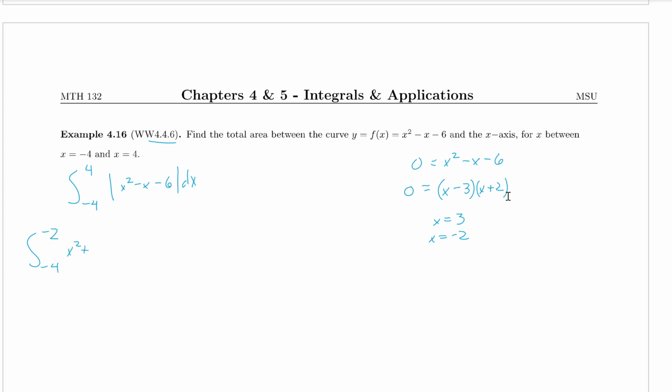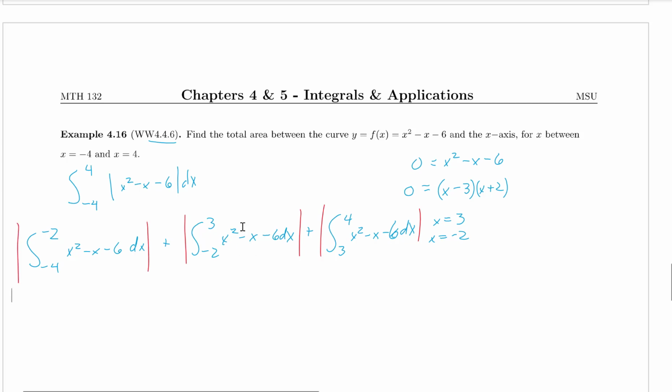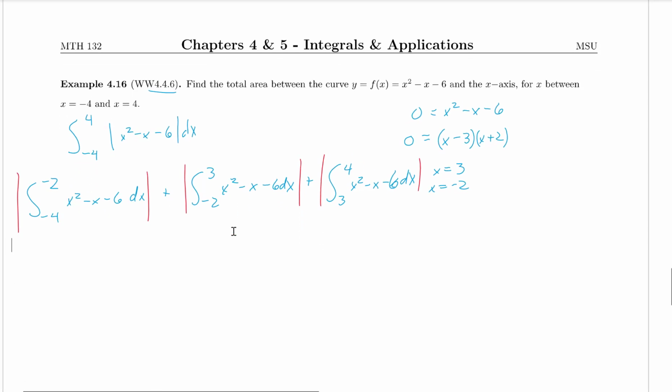So we're going to go from -4 to -2 of x squared minus x minus 6 dx, and then we're going to find the integral from -2 to 3 of x squared minus x minus 6 dx, and then we're going to find the integral from 3 to 4 of x squared minus x minus 6 dx, and we're going to do the absolute value on each one of these chunks, but only the middle chunk is going to be the chunk that's going to be negative and have to be absolute valued.